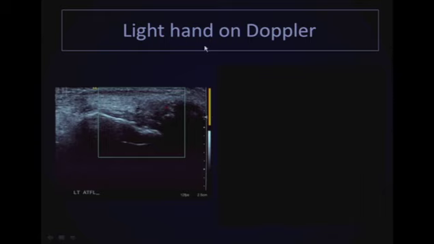As I mentioned earlier, a light hand is very important because when you're evaluating very superficial structures, if you scan with a heavy hand, you may obliterate the Doppler signal by pressing out those small recruited vessels.